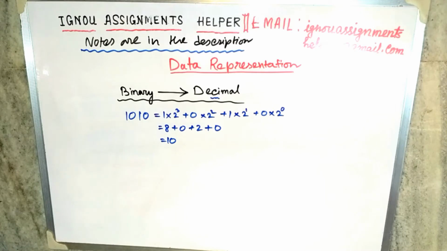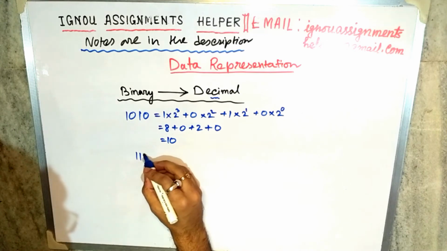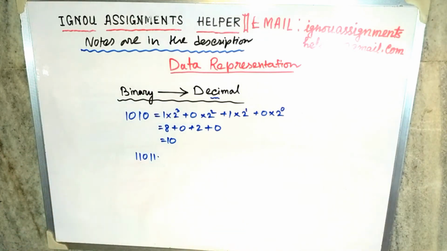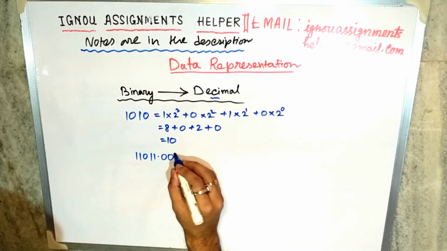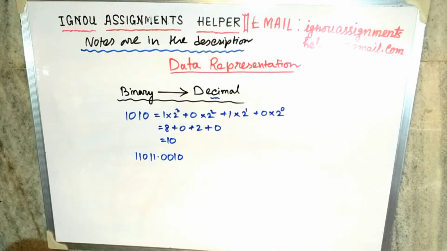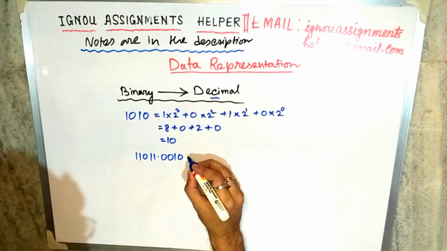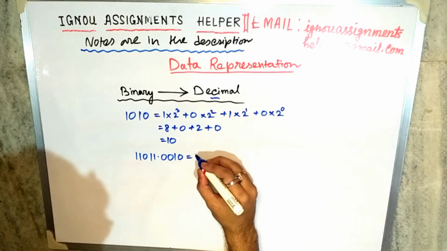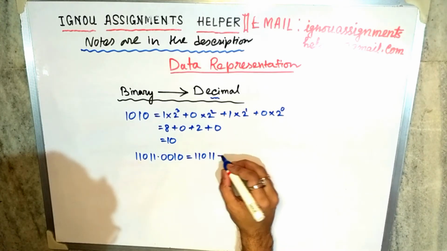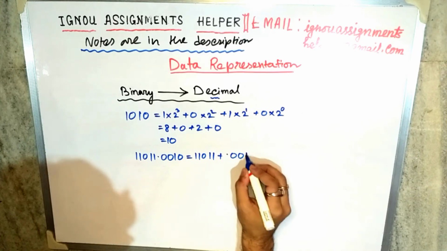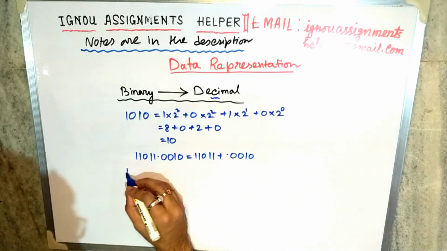Okay, so now let's take another example. Let us take 11011.0010. In this type of example also we'll follow the same rule. We'll divide it into 2 parts. For the first part, we'll write 11011 plus 0.0010.